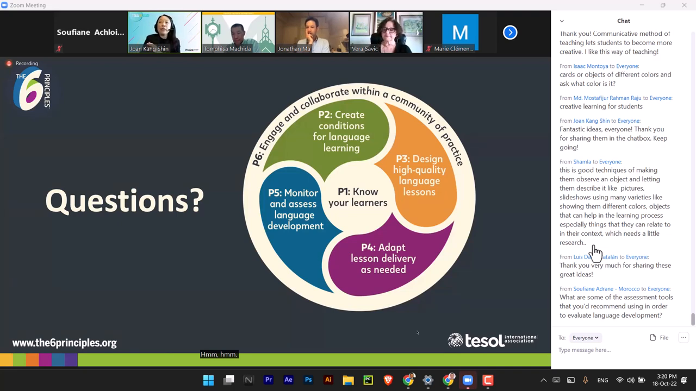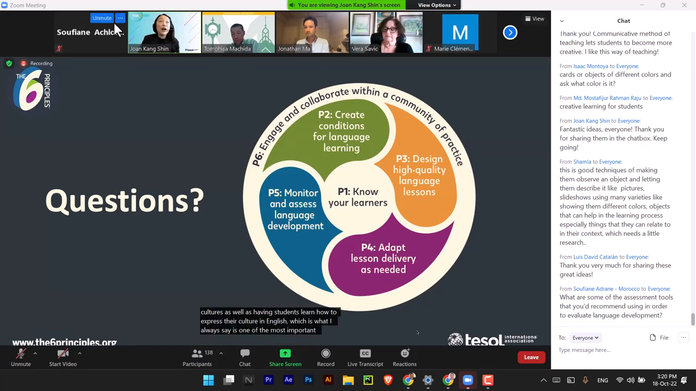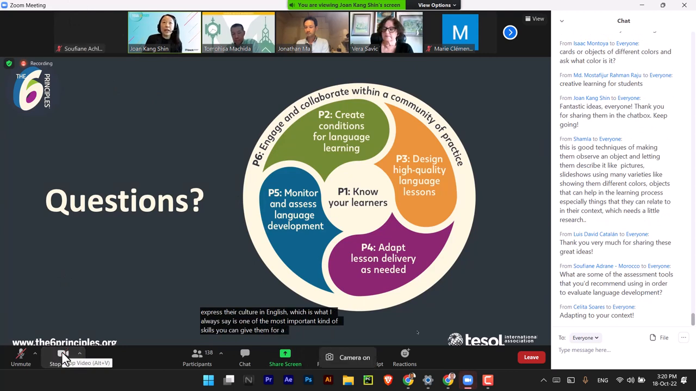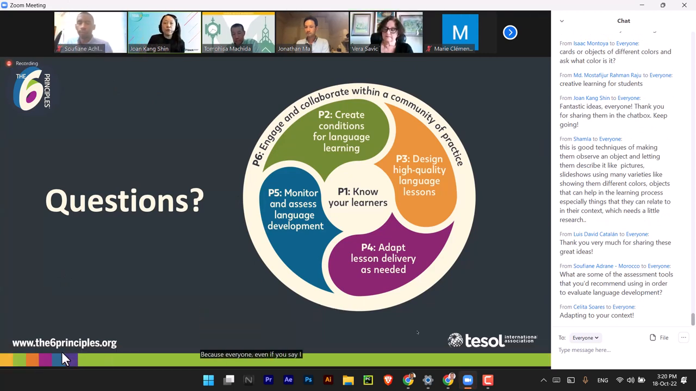It's just like if I'm teaching the peanut butter and jelly song, that's super American. I can use that as the theme to introduce other cultures, as well as having students learn how to express their culture in English, which is what I always say is one of the most important skills you can give them for intercultural communication. Because even if you say, I come from the United States, that doesn't reflect my culture, because the United States is a huge country. There are so many diverse cultures, so many diverse people. So as a learner, I should learn how to express my identity and the different cultures I associate my identity with in English.